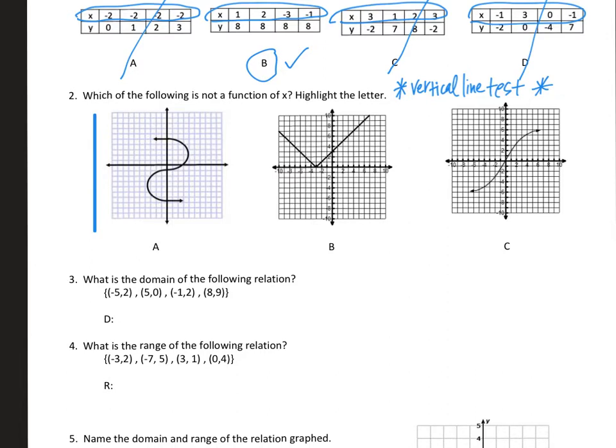All right, so right here off to the left, I have my blue vertical line. And what I'm going to do is drag this across the graph. And immediately you should notice that, and I'm going to draw this. So for example, at these 2 points, the vertical line hits the graph twice. So therefore it is not a function. So A does not work.